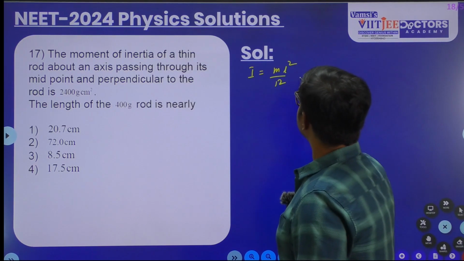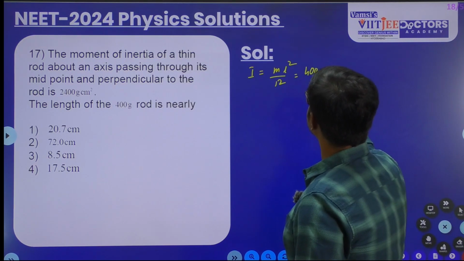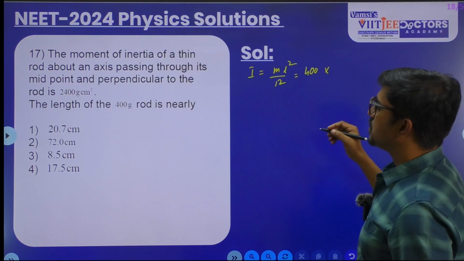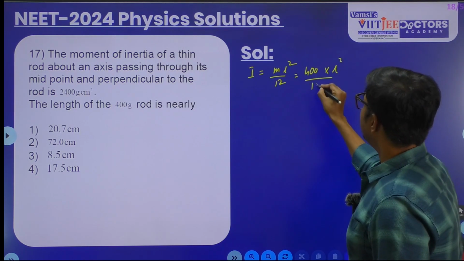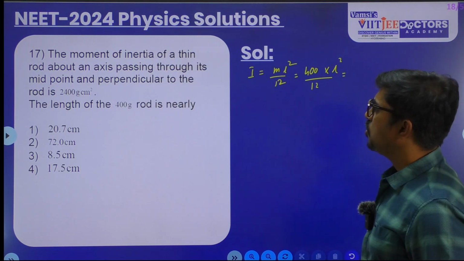So mass was given as 400 grams. Length was given, and we need to calculate m L square divided by 12. That is equal to the moment of inertia. How much did they give?